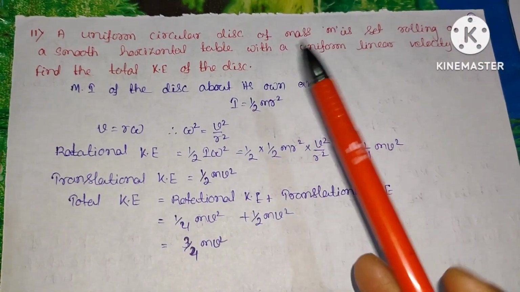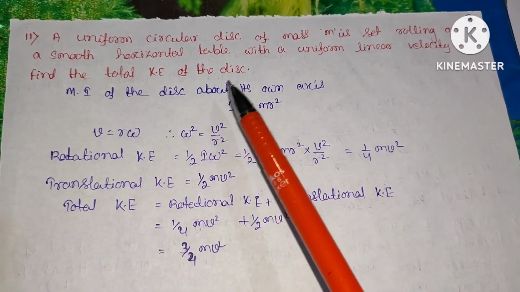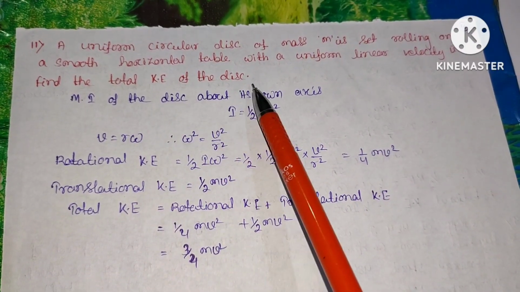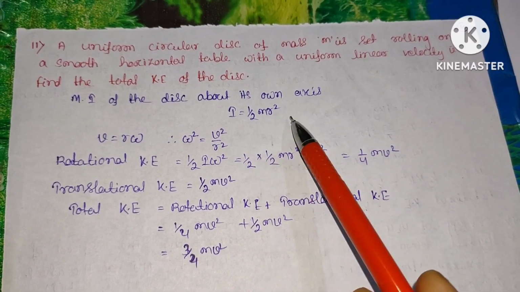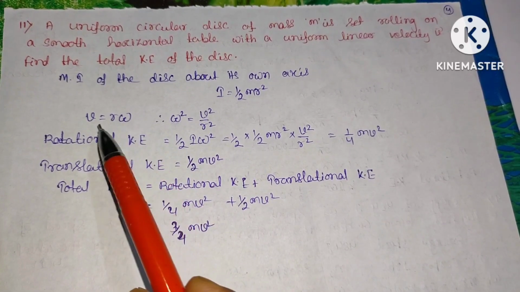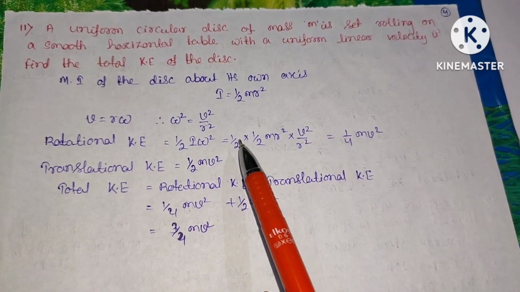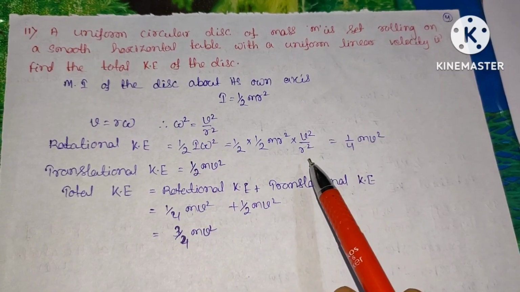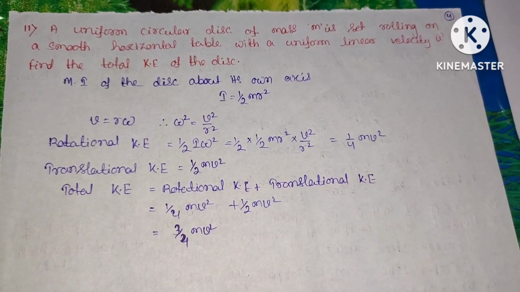The next question is, a uniform circular disc of mass m is set rolling on a smooth horizontal table with a uniform linear velocity v. Find the total kinetic energy of the disc. So here the moment of inertia of the disc about its own axis is, we know half mr square, v equal to r omega, and omega square will be similarly v square by r square. So the rotational kinetic energy half I omega square. So this is half into I is half mr square into omega square is v square by r square. So r square gets cancelled, 1/4 of mv square.